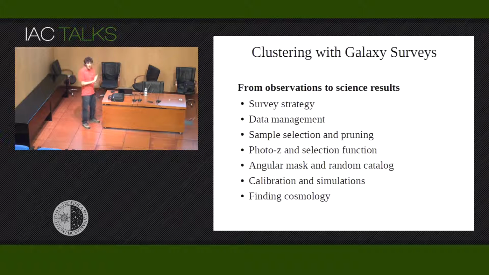So I have given an introduction to the problem of galaxy clustering, how to measure it, and what the theory behind it is. And now I wanted to give a summary of all the different steps that we need to do from when we take data from the telescope until we get to the cosmological results. We take millions of images of the sky, and at the end we come up with a number. How do we go from observations to cosmology?